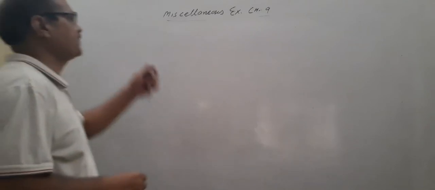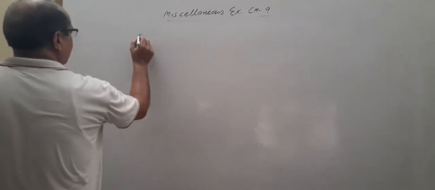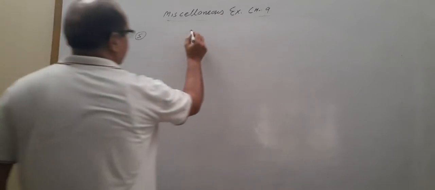Now students, today we will start with some more problems of this miscellaneous exercise of chapter number 9. In this lecture I will start with question number 5. What is the question number 5? Find the sum of integers from 1 to 100.